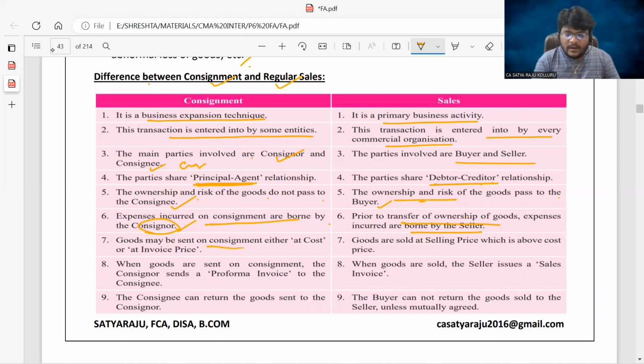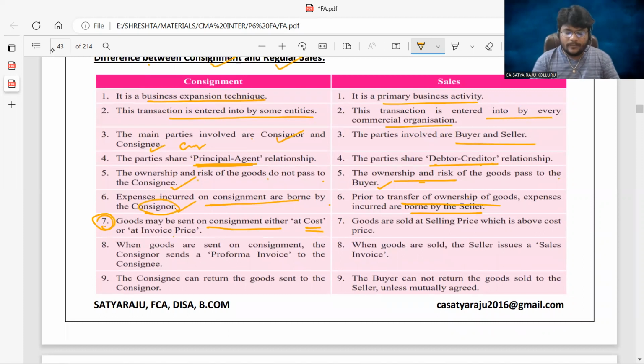Goods may be sent on consignment either at cost or invoice price. Sir, not yet discussed. Just leave it for point number 7 for the time being. Okay, come to point number 8. When goods are sent on consignment, the consignor sends a pro forma invoice to the consignee. When goods are sold, the seller issues a sales invoice. The consignee can return the goods sent to the consignor. Return is possible. Generally, buyer cannot return the goods sold to the seller unless it is agreed.